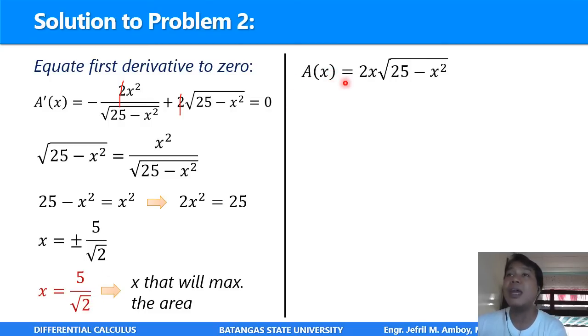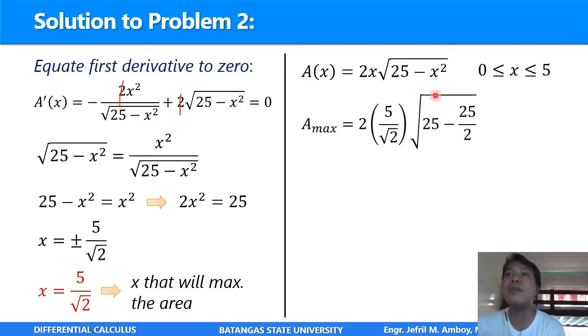Diba ito yung area natin as a function of x. So, kapag isinubstitute ko yung x is equal to 5 over square root of 2 dito, ano makukuha ko? Yun na ngayon yung maximum value ng area. At yun yung hinahanap natin, which is the maximum area of the rectangle. So again, if I substitute x is equal to 5 over square root of 2 here in A of x, I will get the maximum area, A max. Okay? So, kunin na natin yan yung maximum area.